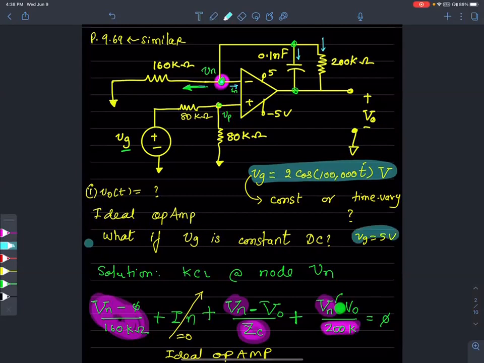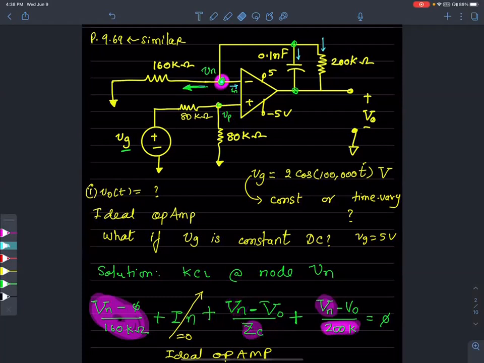What changes do you think would happen in this problem if the input voltage is not time varying, but rather a constant DC value? You just wouldn't have imaginary numbers in your answer. There would not be any imaginary numbers in the answer. Correct. That's while working it out as well.